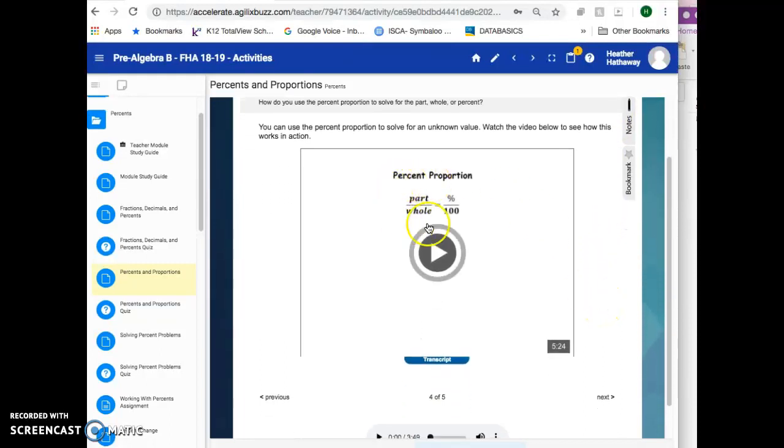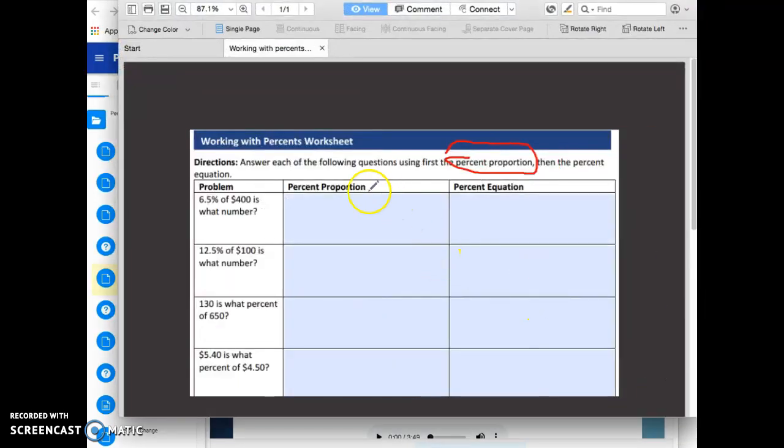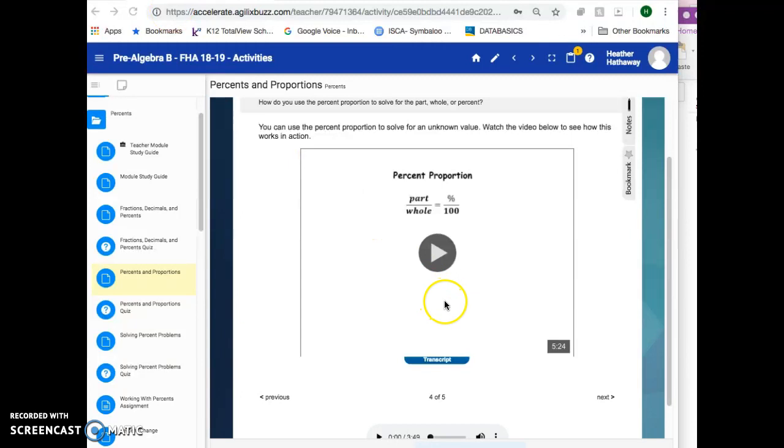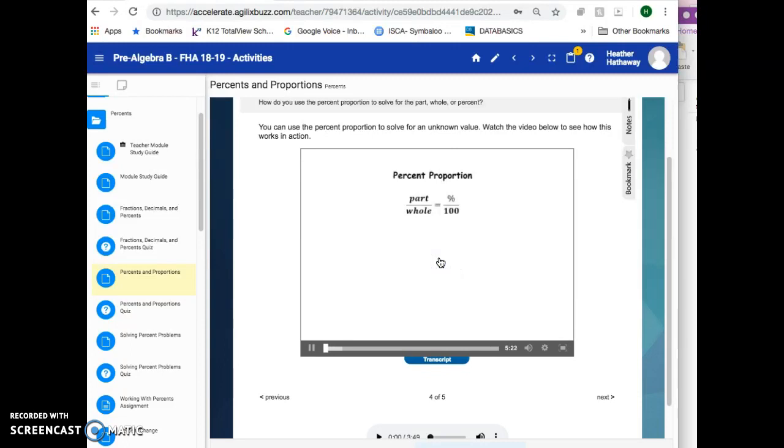Then she's going to walk you through the formula, and look at that. Part over whole equals percent over 100. She's literally going to walk you through how to do this side of that first worksheet, working with percents. So you should be watching this video and you should be literally writing down every single example that she walks you through. So first thing in your notebook, you should have this formula. Part over whole equals percent over 100. And then you click play. And let's listen to her walk you through it.